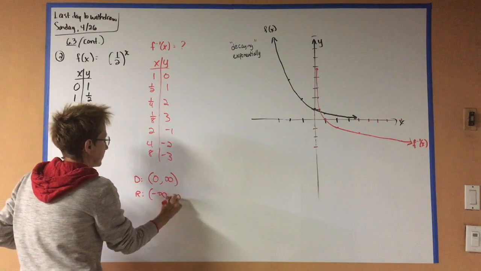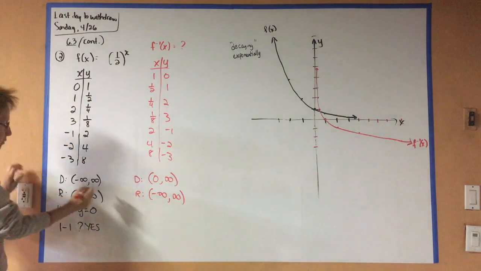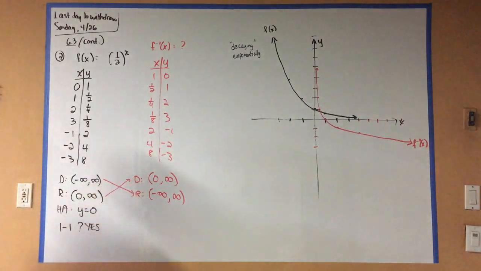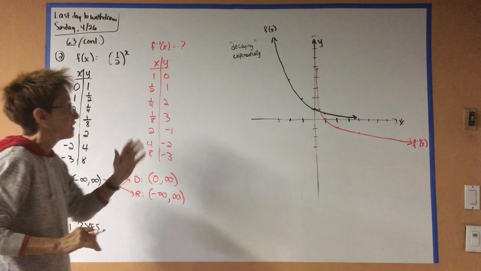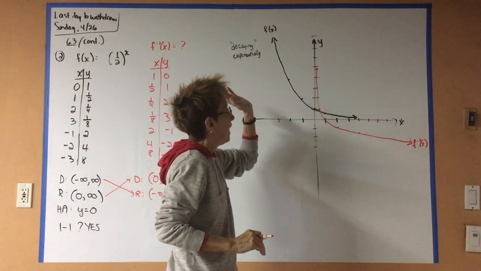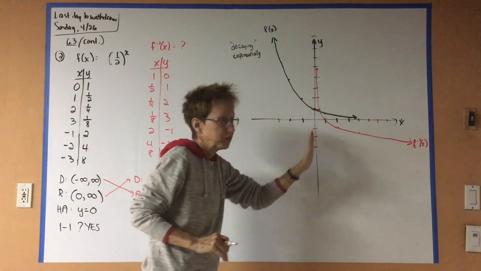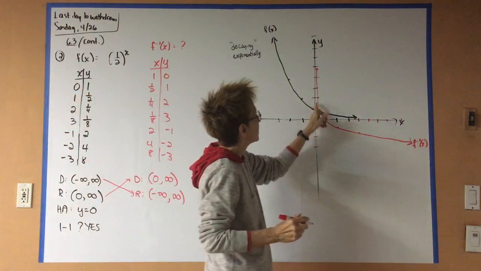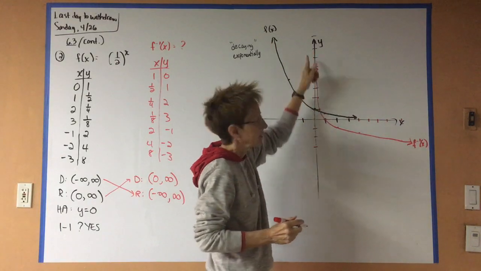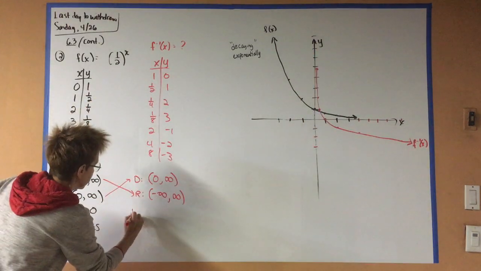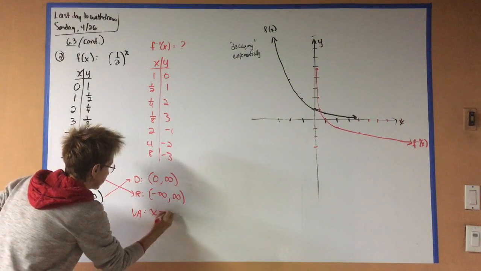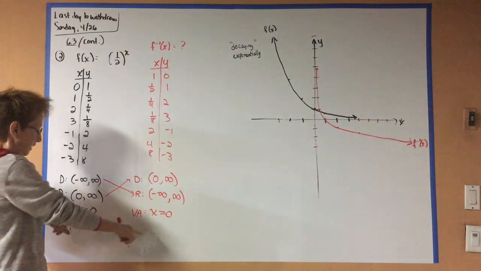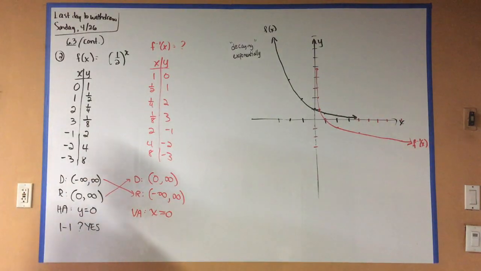And again, if I've done things right, I should see the switch here. This should match to this one, and this should match to this one, which it does. On top of that, because my original exponential function had an HA, my inverse should have a VA, and it does. It has a vertical asymptote at x equals 0, which is exactly what it should have, just everything reversed. HA into VA, the y turns into an x.